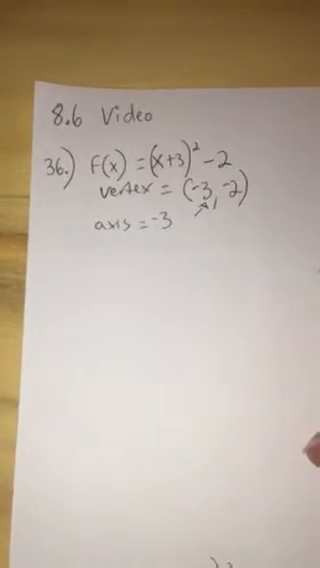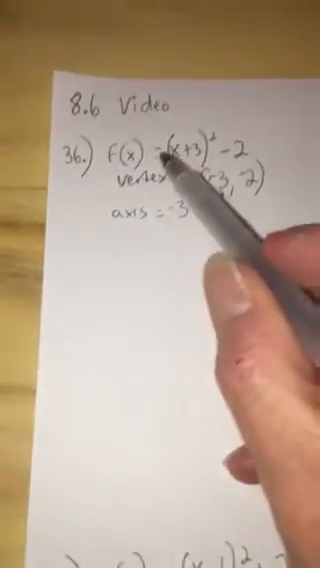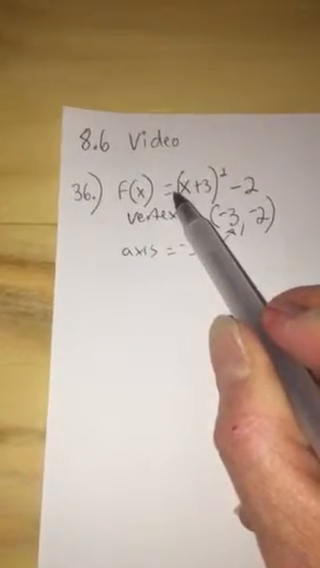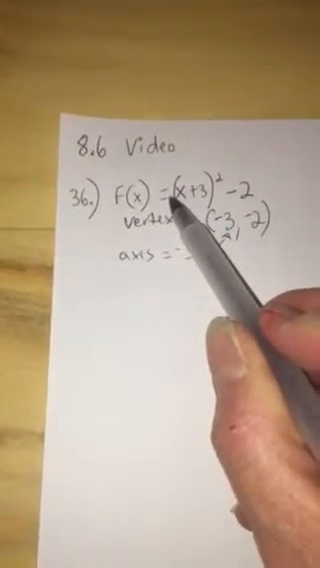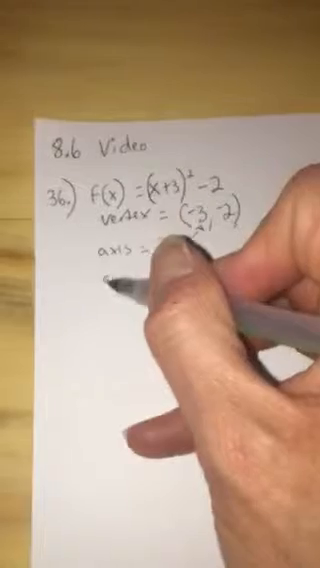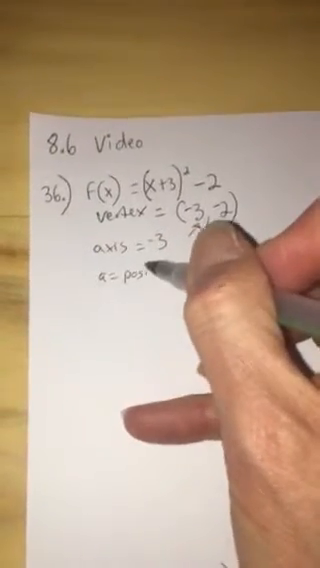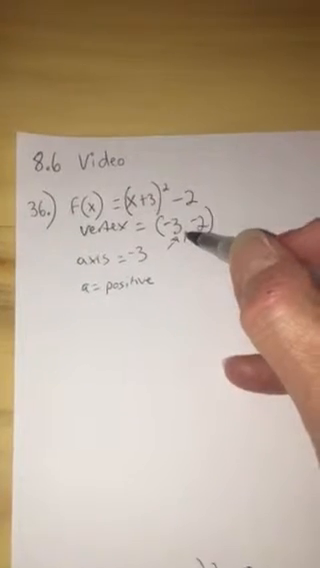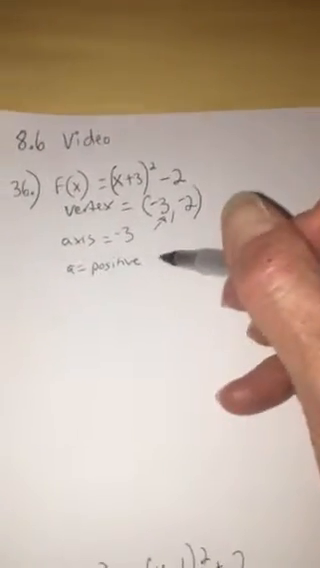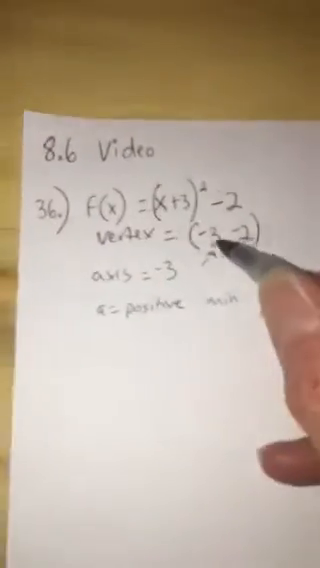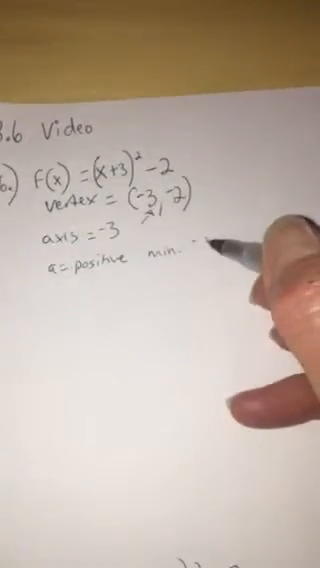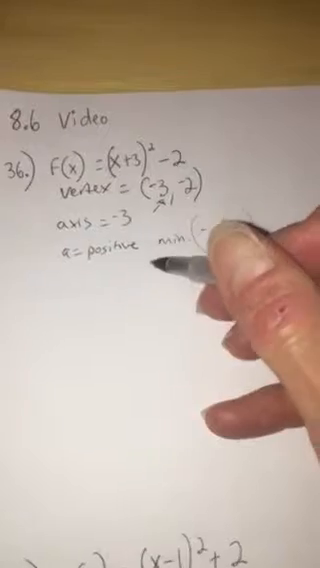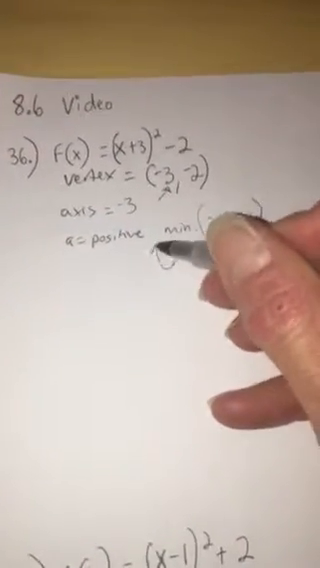One of the things I can see up here is that the a, the leading coefficient, is there's nothing, it's really just a +1. So a is going to be positive, and because it's positive, it's going to be a minimum, which means the minimum is this -3, -2. And it also means that the graph is going to curve upward like this.